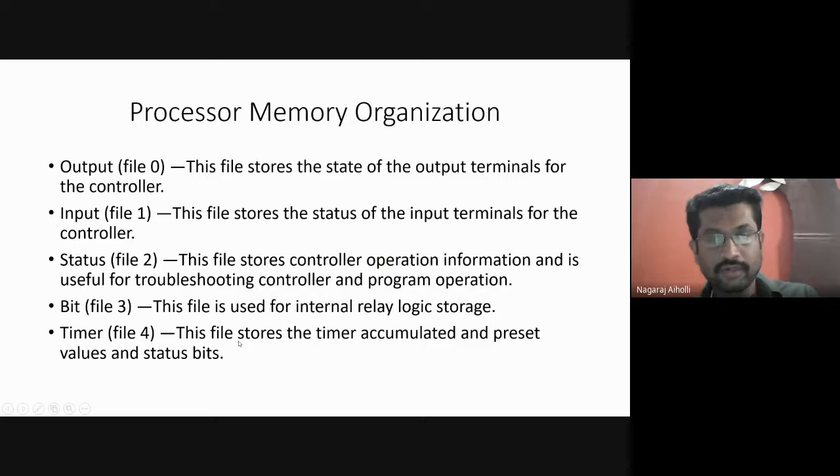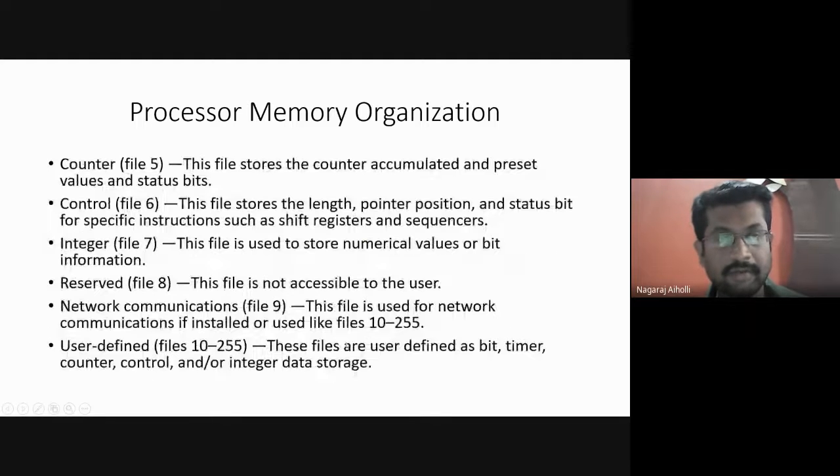File number 4 stores the information of the timer. Counter information is stored in file 5. Controller, that is file 6, stores the information of the registers or sequencers which are used to change the order from left to right storage or from right to left storage of the information. So such registers or instructions which are meant to perform such operations, their data is stored in file number 6.